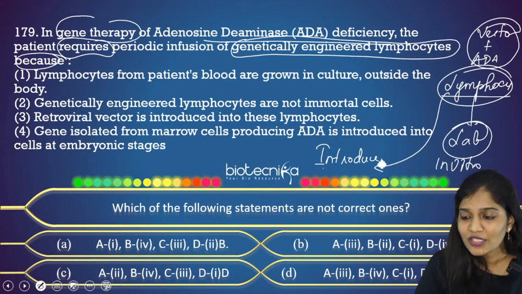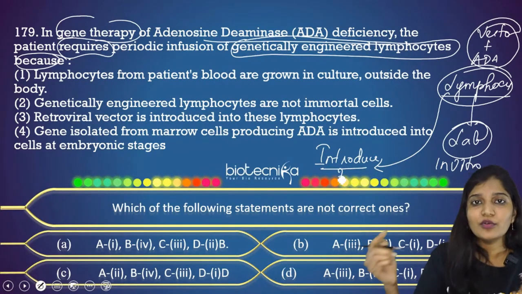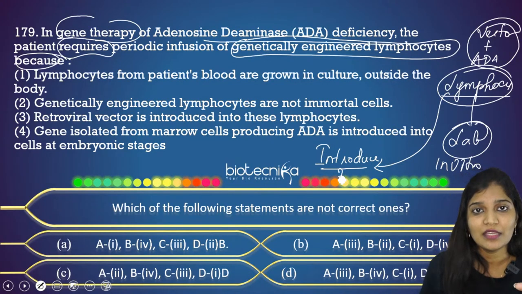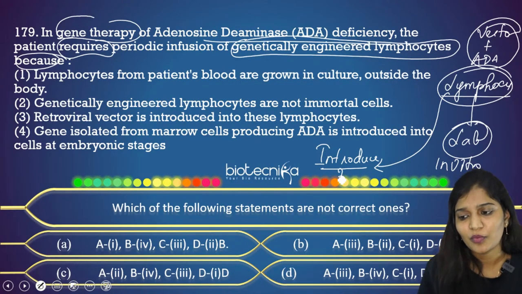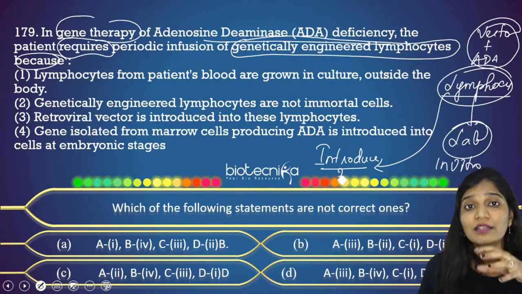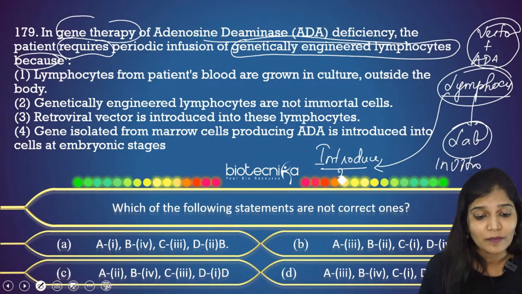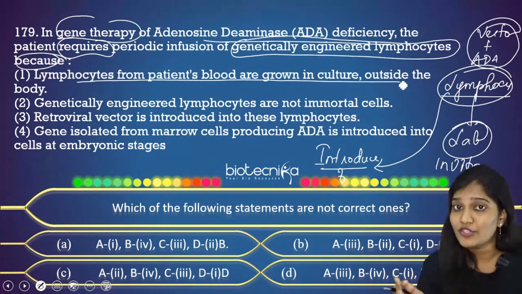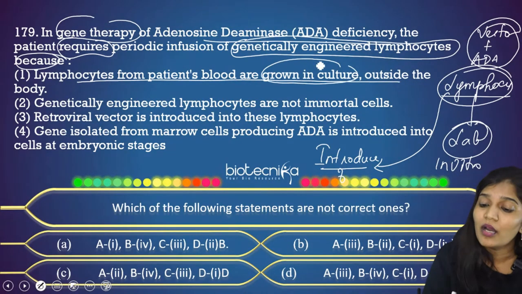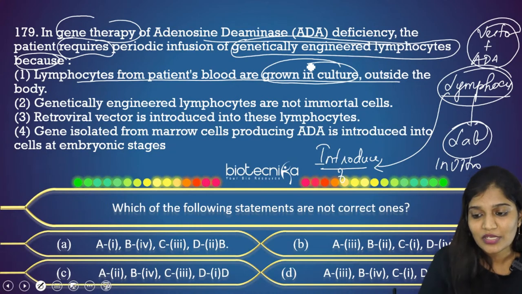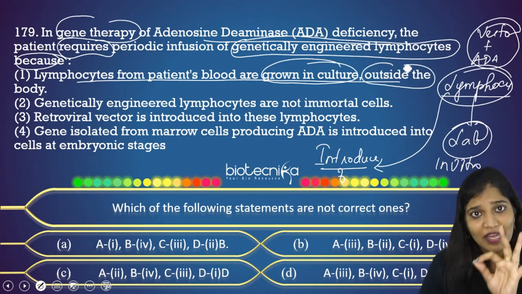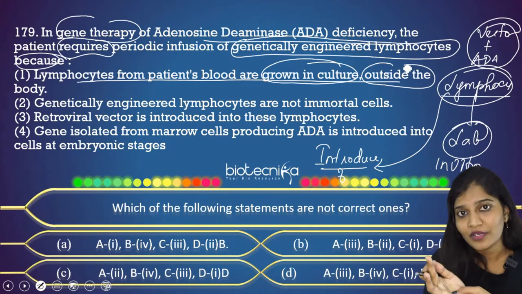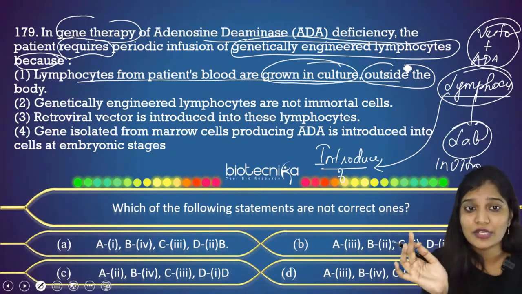So the question is, why do they keep on introducing these lymphocytes continuously? Why can't lymphocytes be given one time and we leave it as such? Why do we have to give these lymphocytes continuously inside the patient's body? That's the question. Lymphocytes from the patient's body are grown in culture, which means in the lab, in petri dishes outside the body. Is it because of that we are giving the lymphocytes? No. We actually do this in the laboratory, but that is not the reason we keep introducing them.